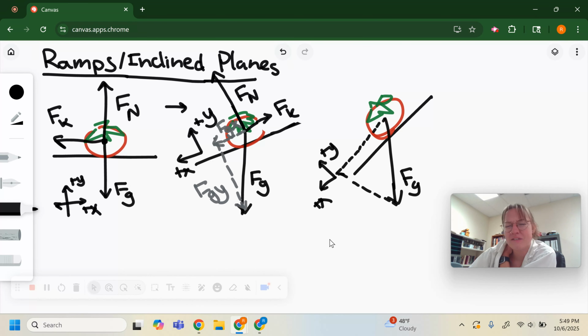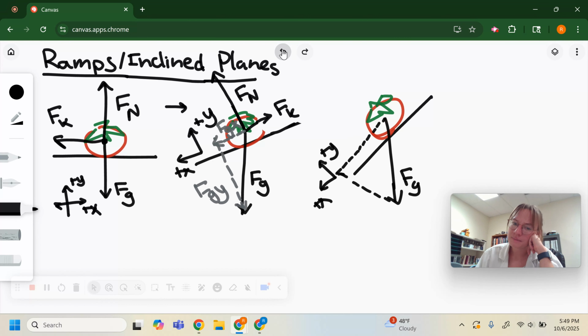Can you figure out why that's bad? The reason is that this is in the x direction here, but do you see that this is not in the y direction? The y direction is perpendicular to the ramp like this. Do you see how this line right here is not perpendicular to the ramp? So that is not a good drawing for the y direction.